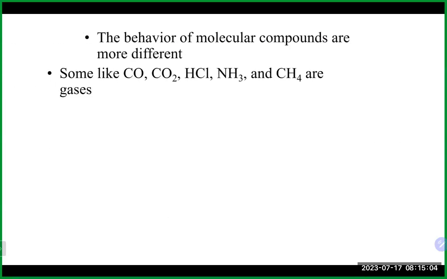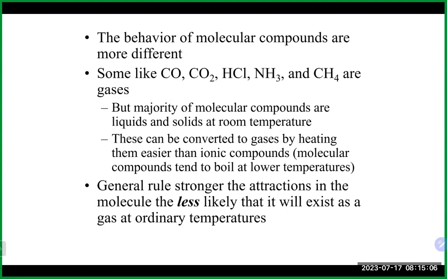So other compounds, though, do behave a little bit differently. And the difference is we have sharing of electrons. So our more covalent compounds or molecular compounds, where electrons are being shared between everybody, can be gases under normal conditions. So we do have things like carbon monoxide, carbon dioxide, hydrogen chloride, ammonia, and methane. They're all gases under normal conditions.